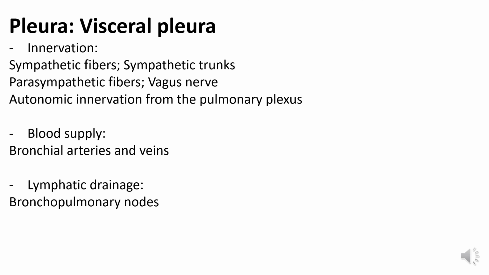An important note is that the parasympathetic fibers are supplied through the vagus nerve. The vagus nerve is a cranial nerve, namely cranial nerve 10. Also note that visceral pleura starts with a V. Vagus nerve also starts with a V, which is also a memory trick.